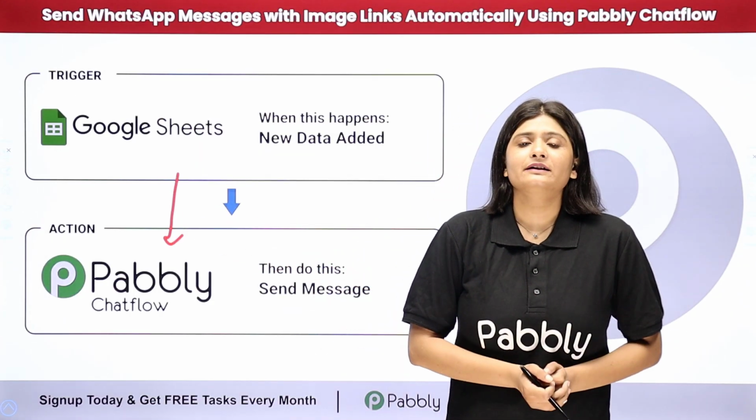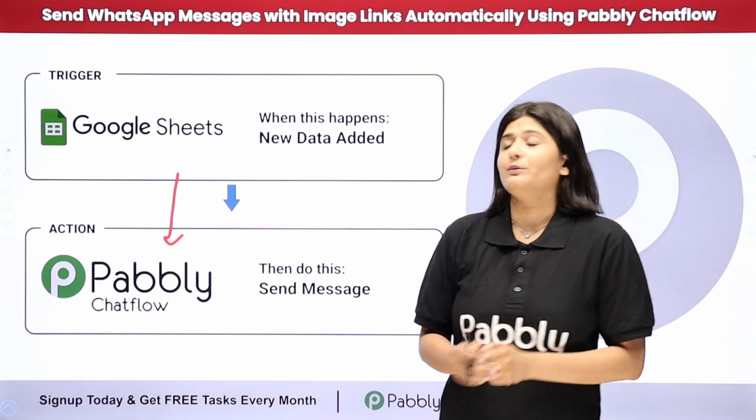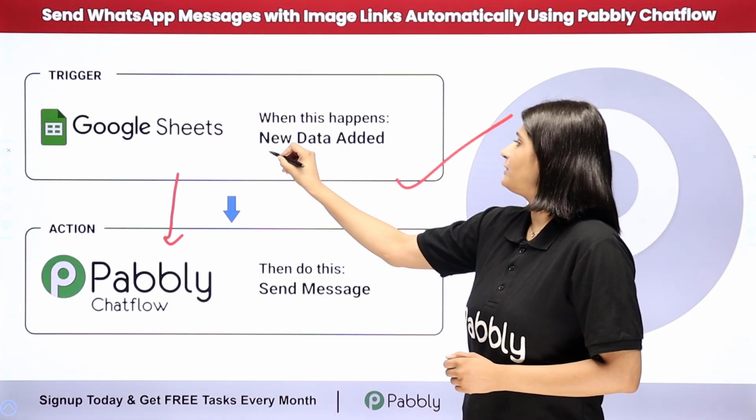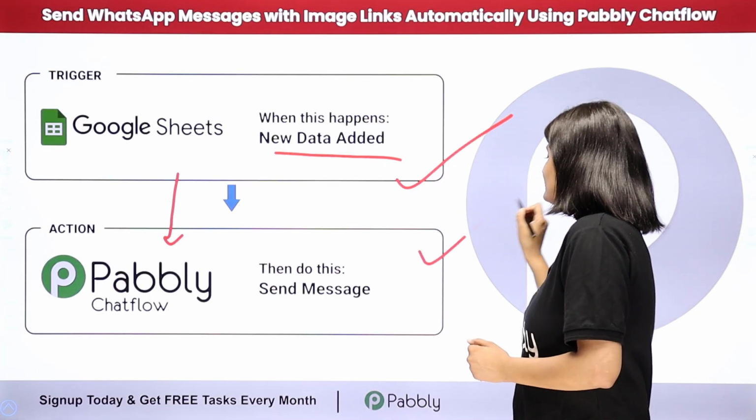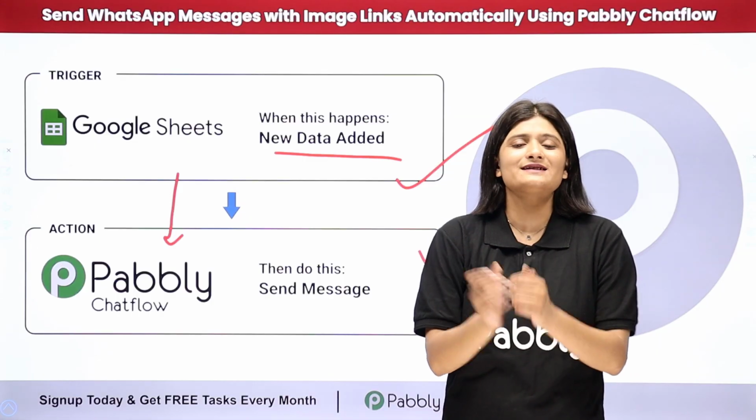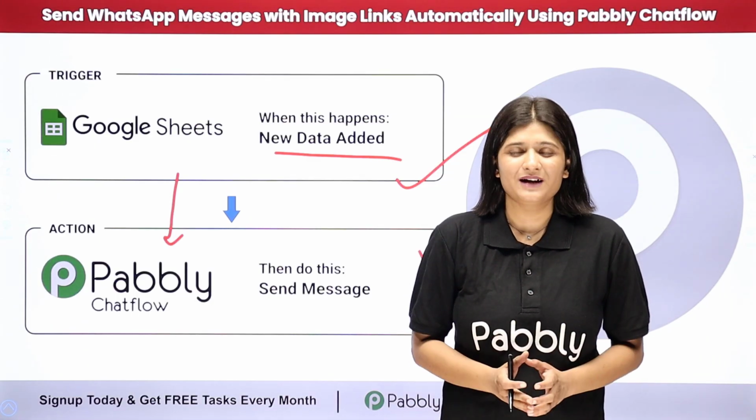With the help of Pabbly Connect, I am going to build this connection in such a way that whenever I add new data in my Google Sheets spreadsheet, the WhatsApp message will be automatically sent to that customer. Now if you want to learn the step-by-step process, then let me take you all to my screen.